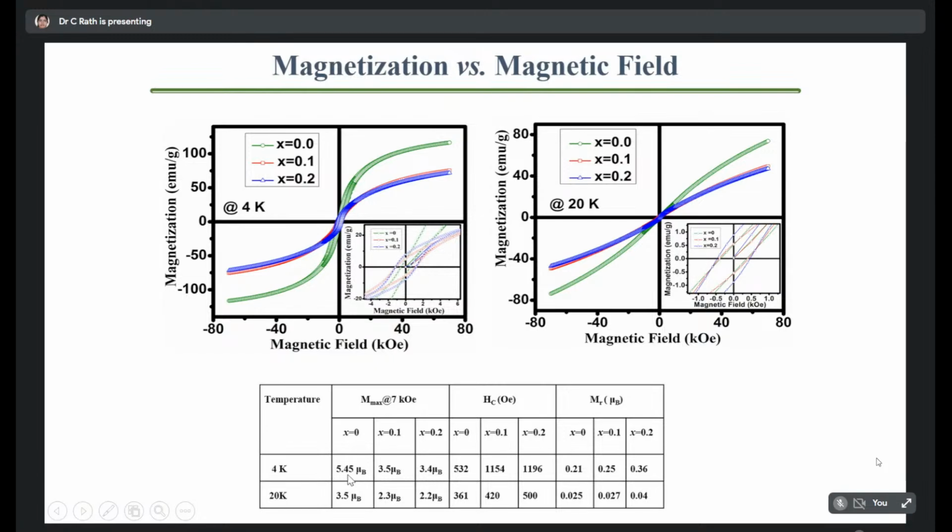At 4 K it is 5.45 Bohr magneton, and as we increase the iron concentration it decreases to 3.4. In fact, coercivity was just the opposite: magnetization decreases at both temperatures, and coercivity increases with increase in iron concentration. That indicates that with increase in iron concentration, the moment decreases and the coercivity increases, because it shows very strong antiferromagnetic interaction. So in order to demagnetize them, you need a very high field. That is the reason that with increase in iron concentration, the antiferromagnetic ordering increases, and that gives high coercivity.